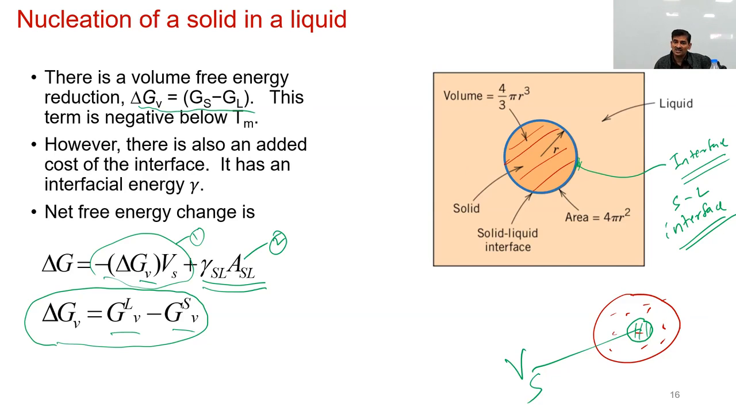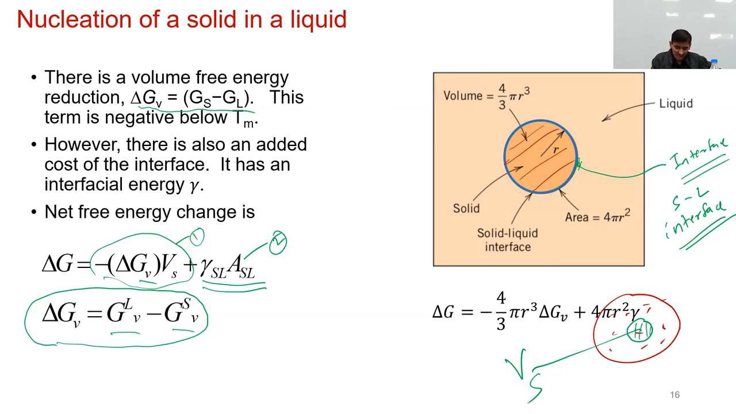Whether or not this cluster is stable would really depend on the total free energy change, delta G, associated with the formation of this cluster. If this delta G happens to be negative, then yes, the cluster is stable. But if that free energy change is positive, then that is bad. The cluster will not be stable. It will melt down and go back to the liquid.